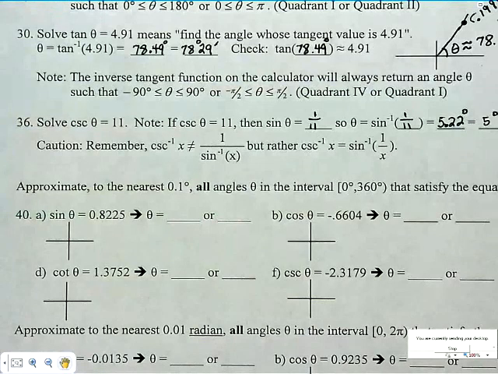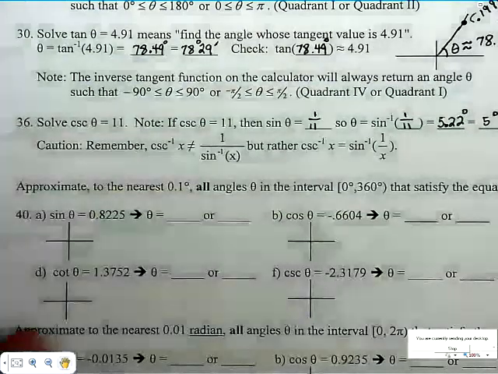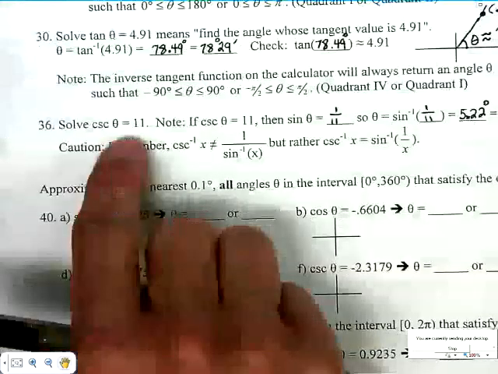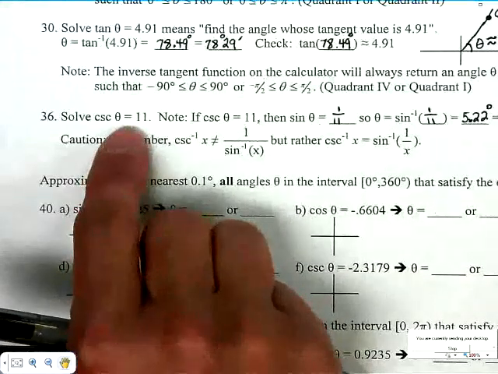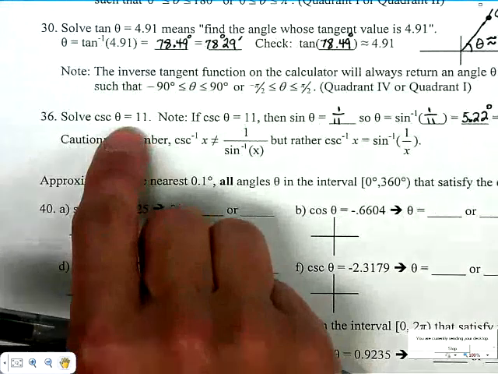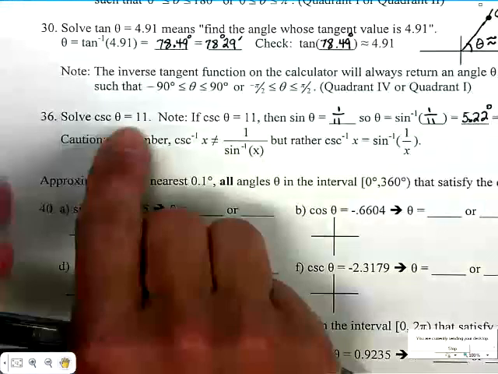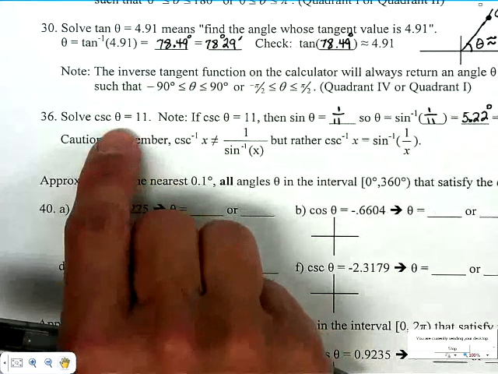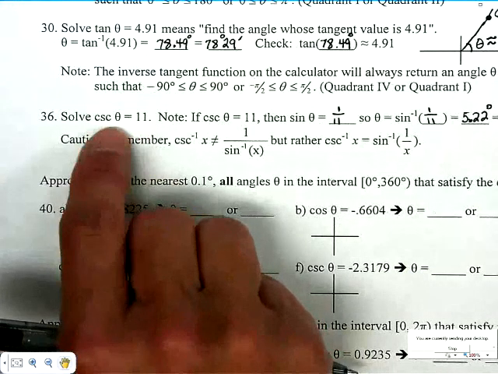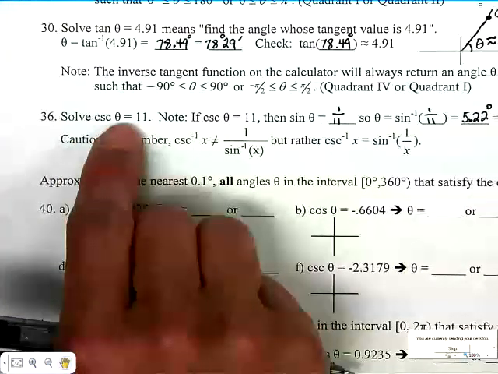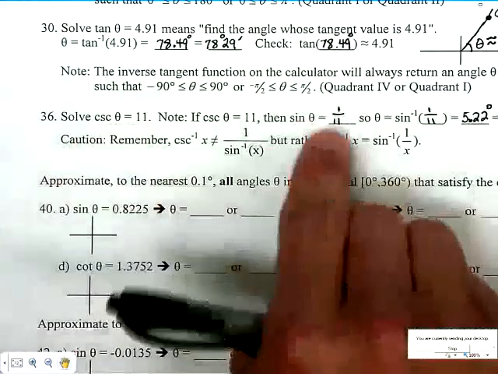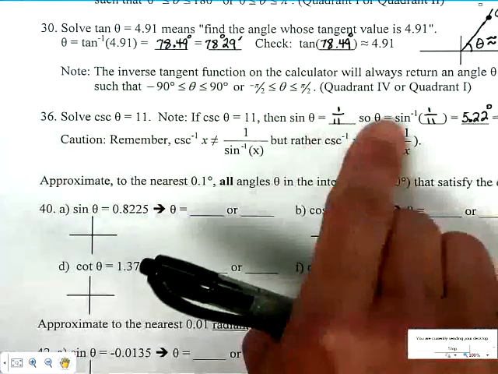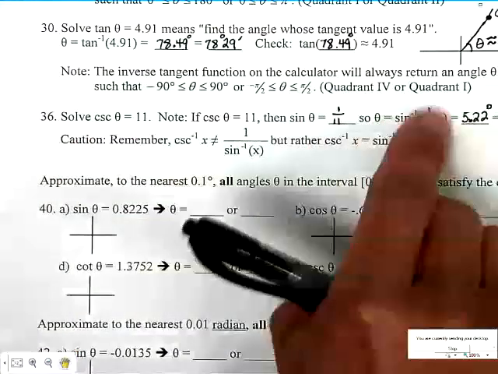Oh well. The thing to watch out for here, though, if you're looking for inverse cosecant or inverse secant or inverse cotangent, would be a common mistake just to use 1 over inverse sine or 1 over inverse cosine. You have to think about it. If cosecant is 11, then sine is going to be 1 over 11. So to find the inverse sine, you have to use inverse sine of not 11, but 1 over 11.